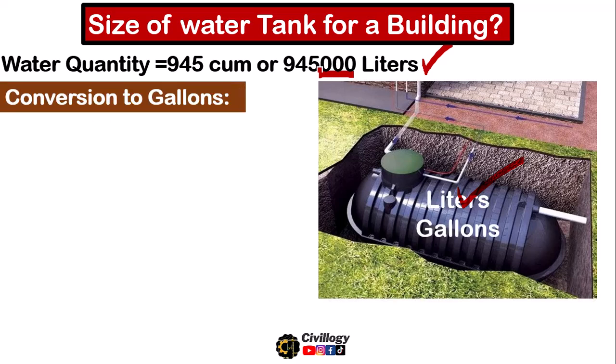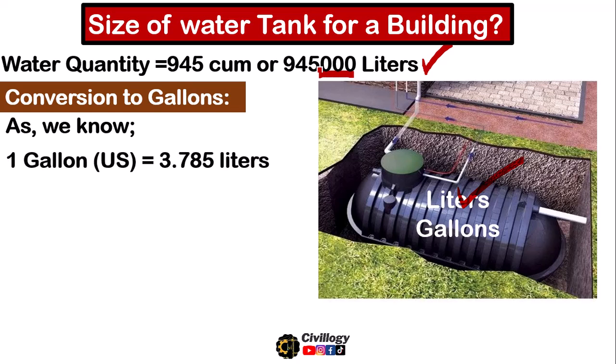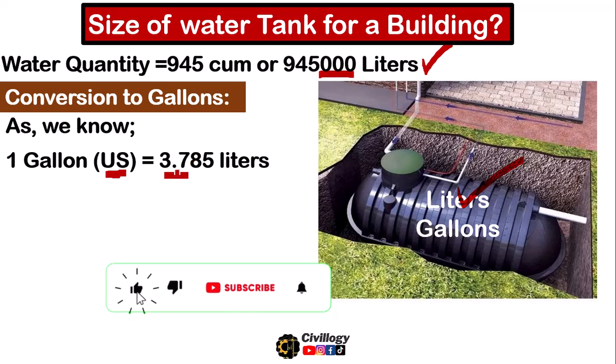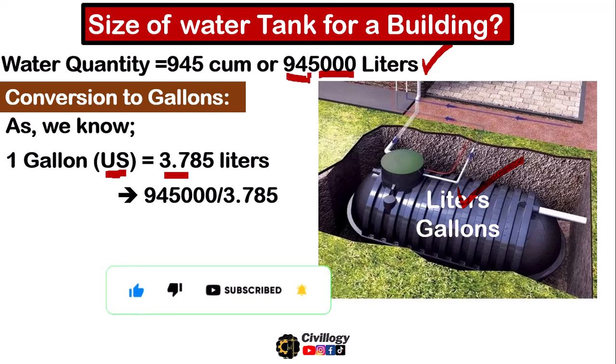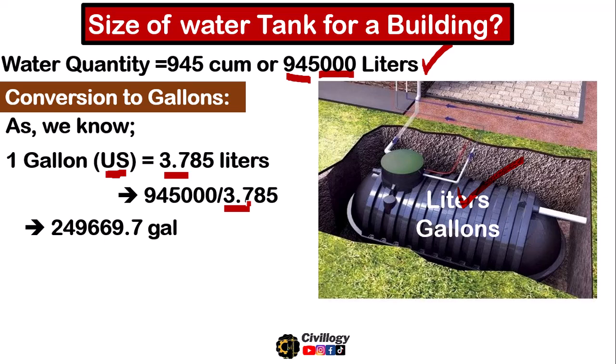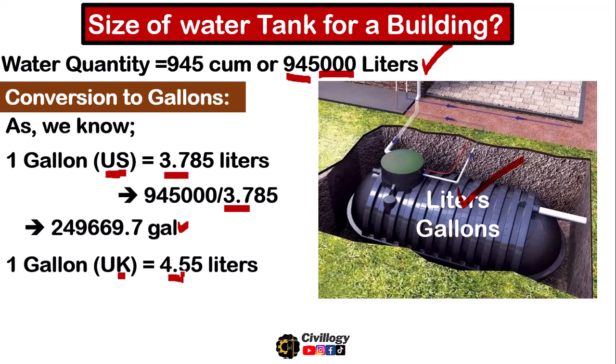You should know the conversion factor, that 1 gallon is equal to 3.785 liters. You should keep in mind that this is the US gallon. There are two types of gallons: one is the US gallon, the other one is the UK gallon. The US gallon is equal to 3.785 liters. So by dividing this value, which is in liters, by 3.785, you will get 249,669.7 gallons. And if we talk about the UK gallon, it is equal to 4.55 liters.